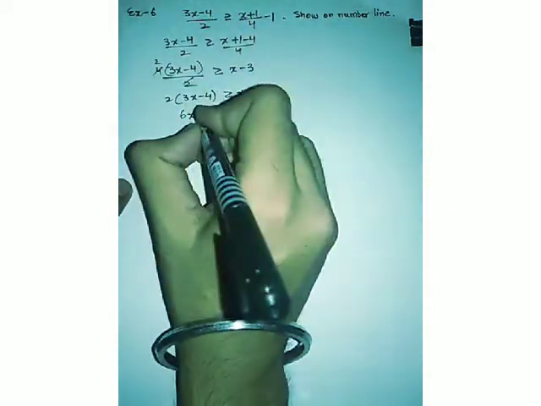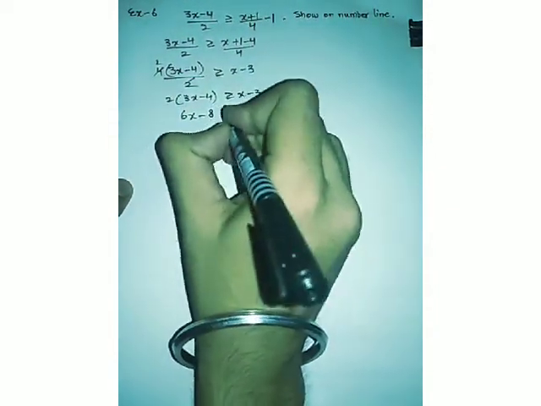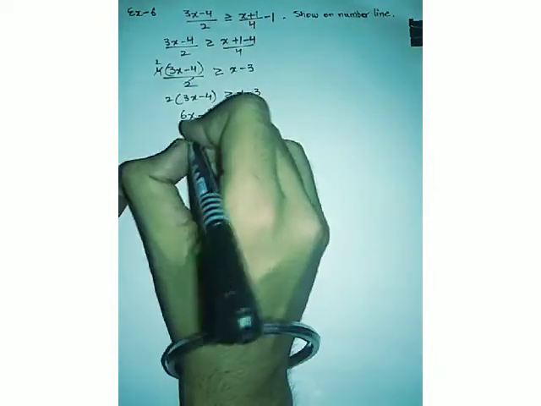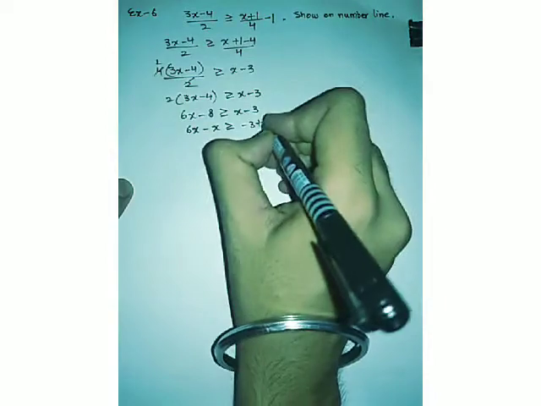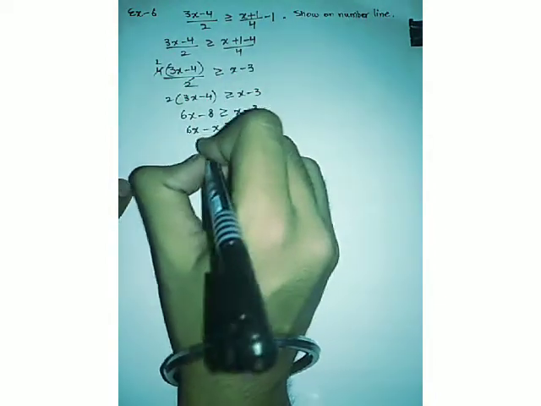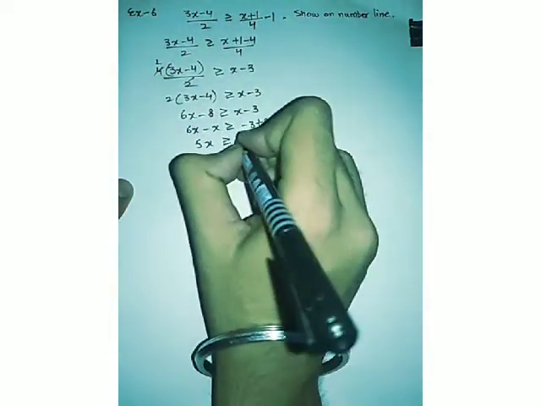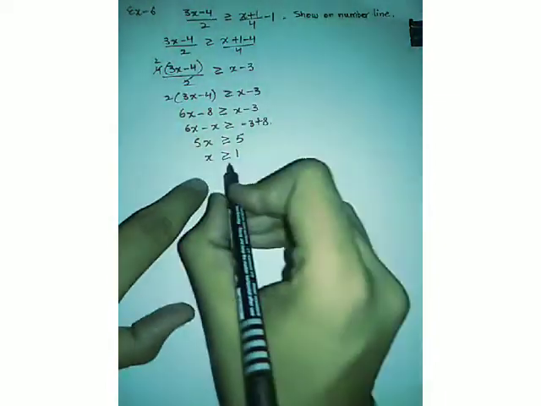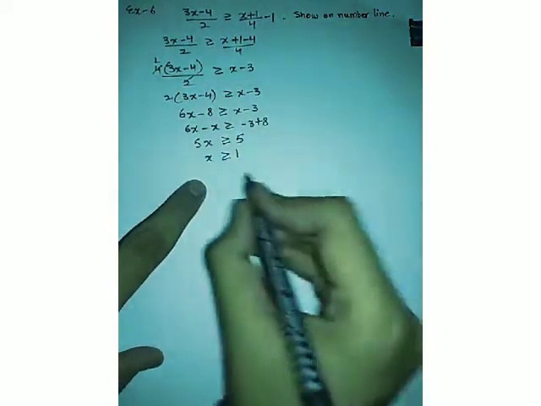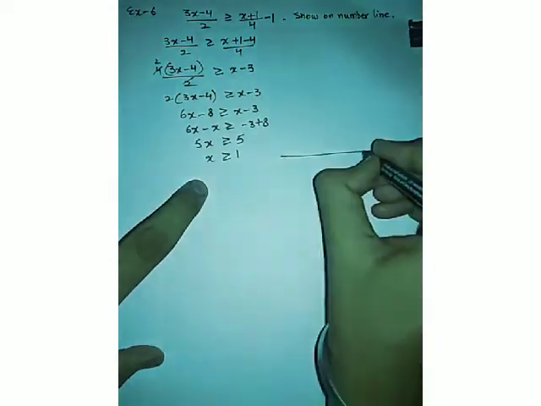6x minus 8 greater than or equal to x minus 3. 6x minus x greater than or equal to minus 3 plus 8. 5x greater than or equal to 5. x greater than or equal to 1. So simply we have to represent this solution on the number line. So just draw the number line.